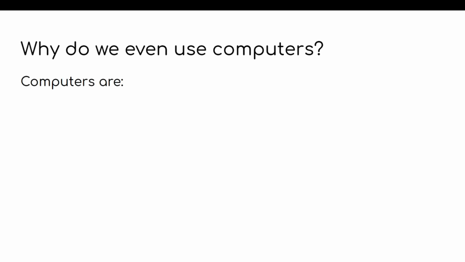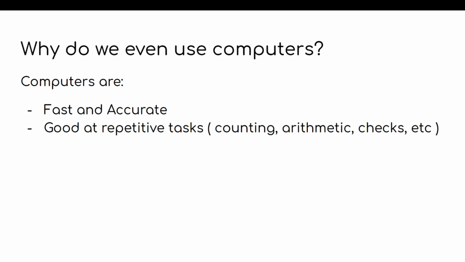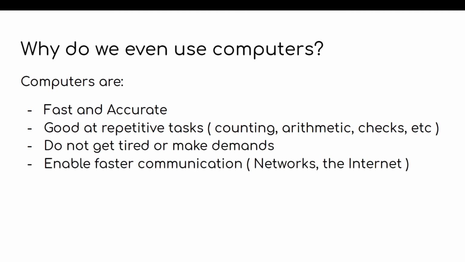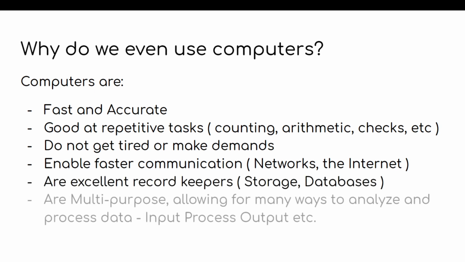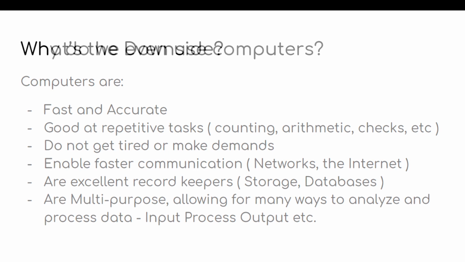So now let's just talk, why do we even use computers? Computers are fast and accurate. They're good at repetitive tasks, you know, counting, arithmetic, checking states, things like that. They don't get tired. They don't make demands. They enable faster communication in terms of networks and the internet. They're excellent record keepers in terms of storage and databases. And they're also multi-purpose, allowing for many ways to analyze and process data, the whole input, process, output thing. If it's a system, it can be computerized.